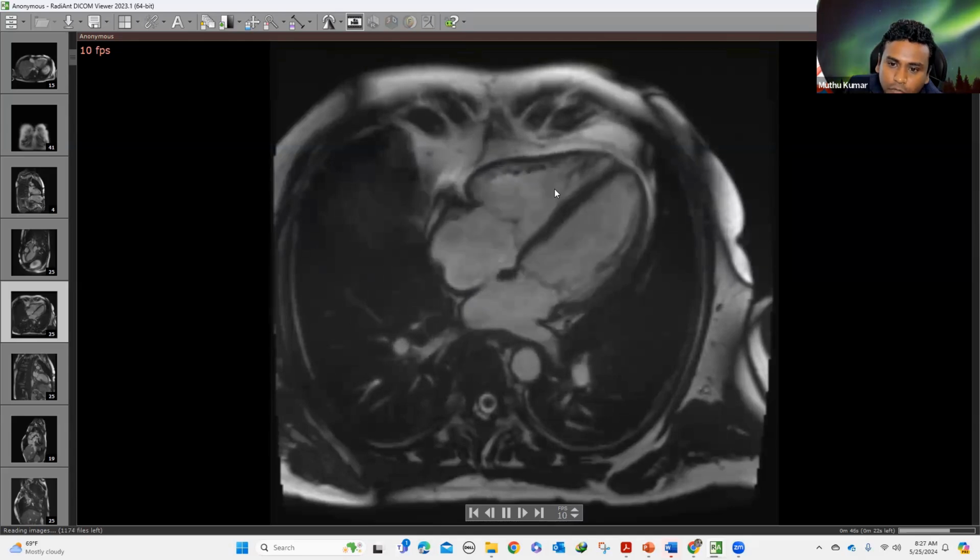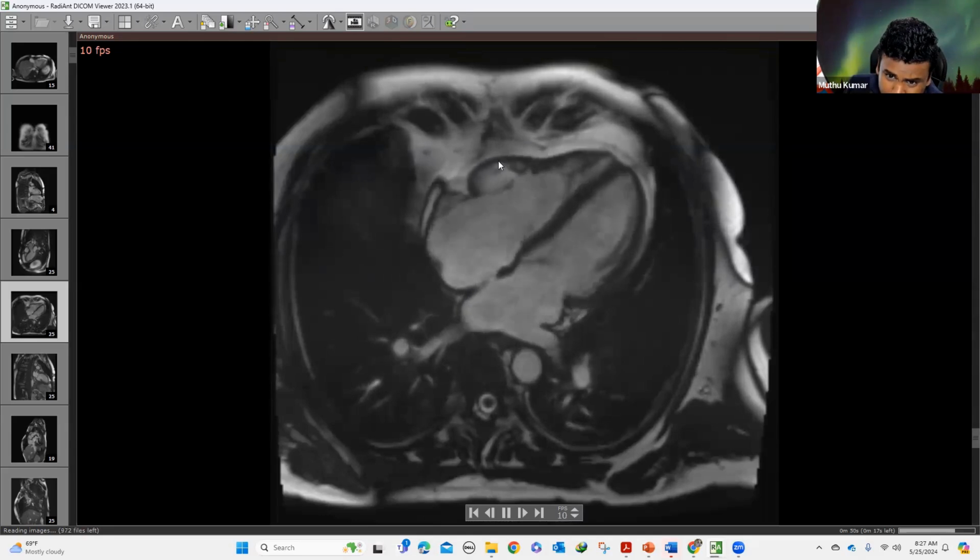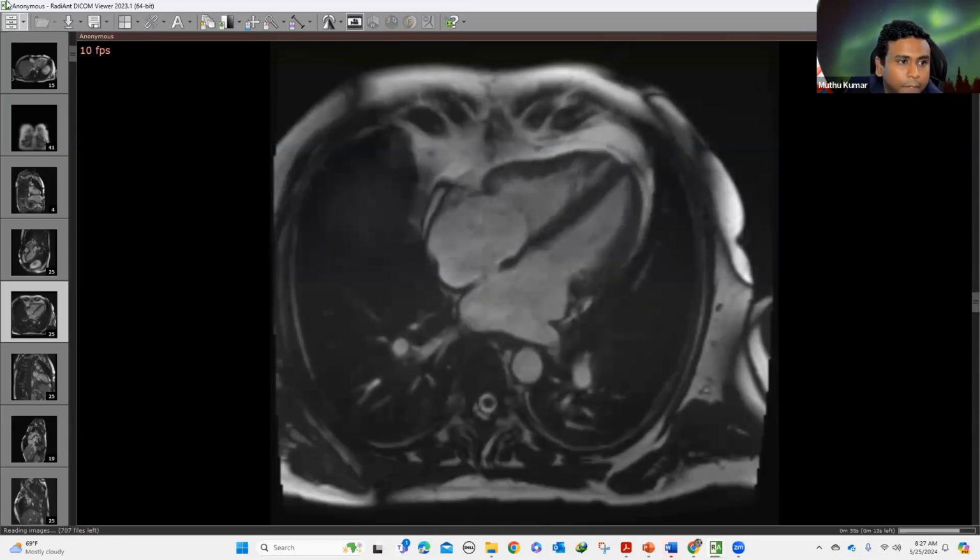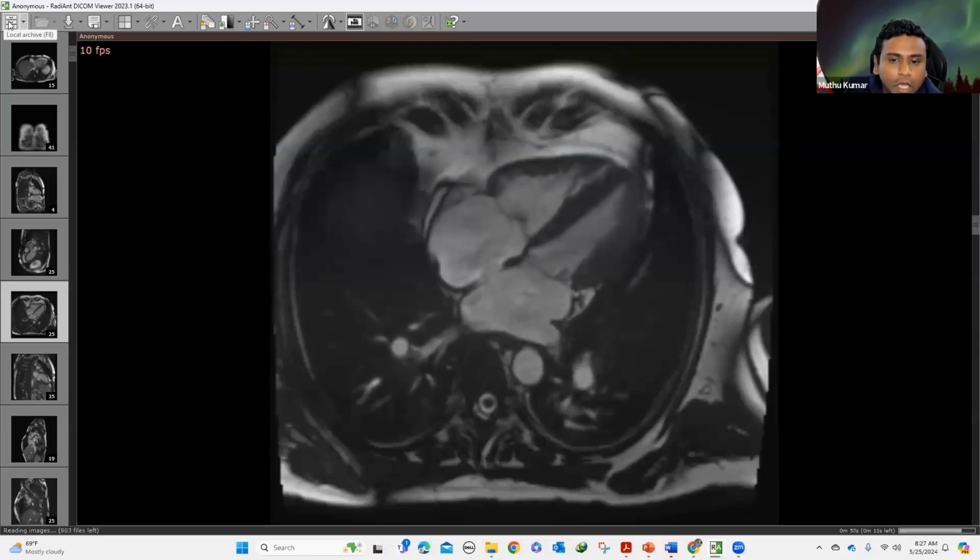And the other thing to look for when you have RV strain is to make sure there is no hypertrophy along the RV wall. So, patient with CTEPH with RV strain.